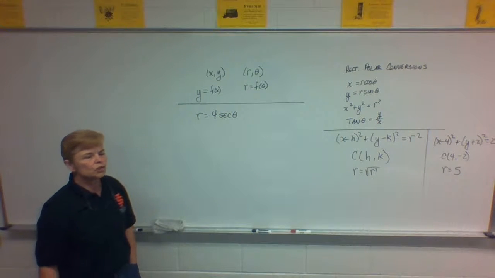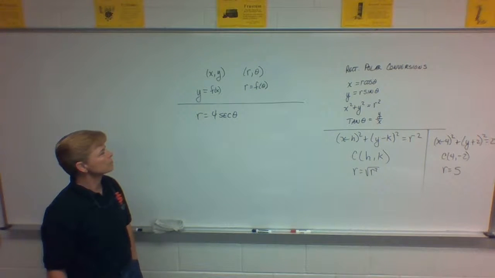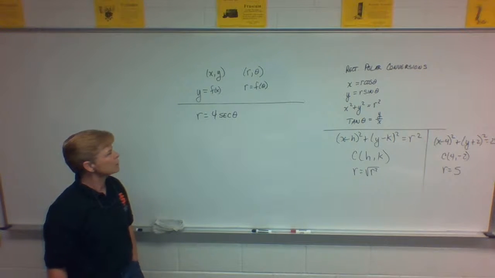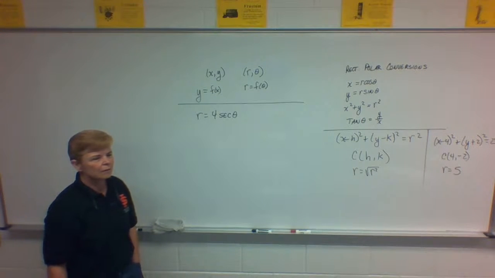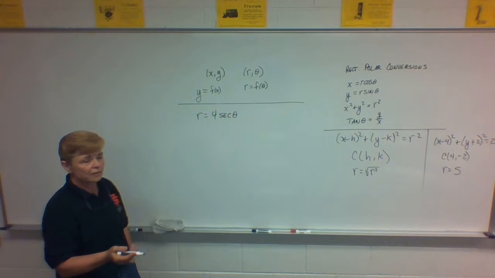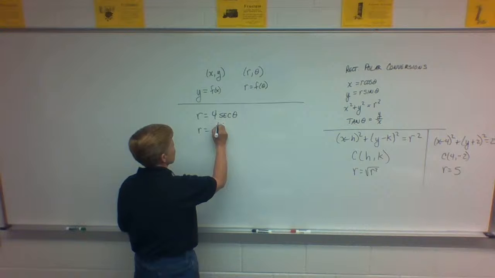Okay, listen up. I suppose we can start on this one. What would you like to do? Just throw another r at it. We should. We don't have a relationship for r secant. Four over cosine theta. You want to change the secant to cosine? Yeah, that might be something a little more familiar.